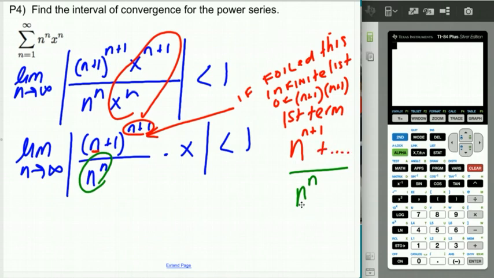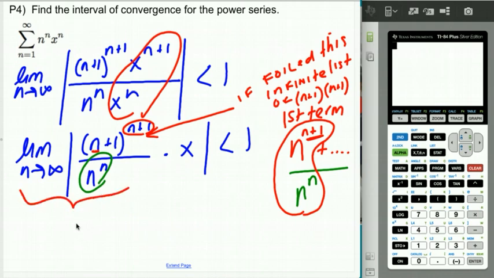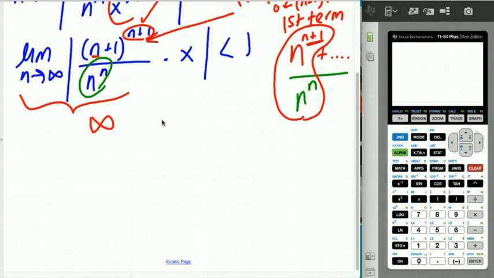a bunch of stuff I don't really care about, because all I care about when I talk about limits as n approaches infinity are the leading terms. This power is bigger than the bottom power, meaning that this thing is going to be infinitely large. So, just like we saw in the last example, this thing is going to be infinity times x is less than 1. Well, that's only true, right?